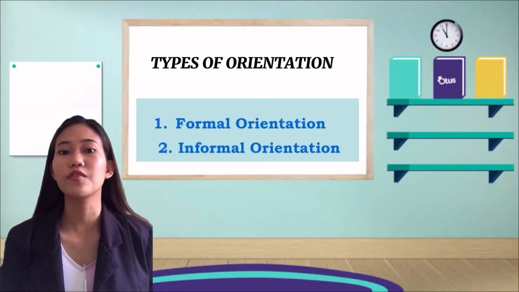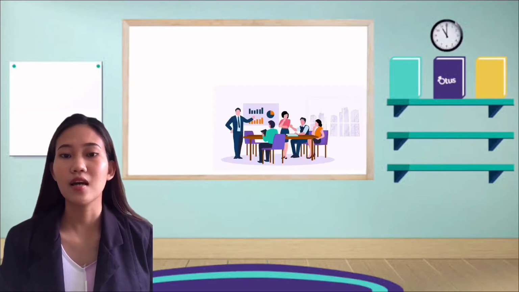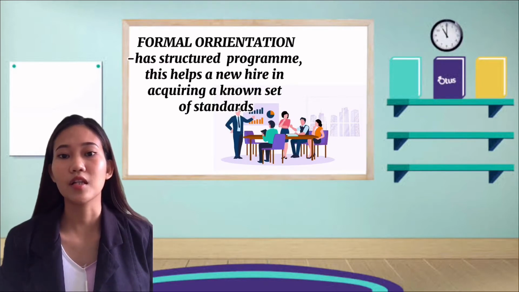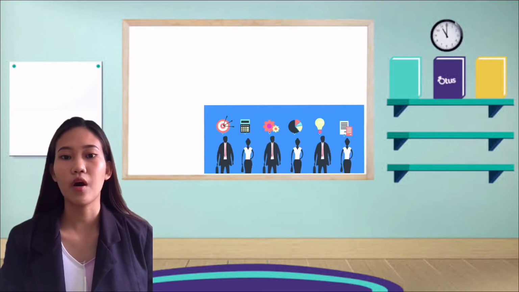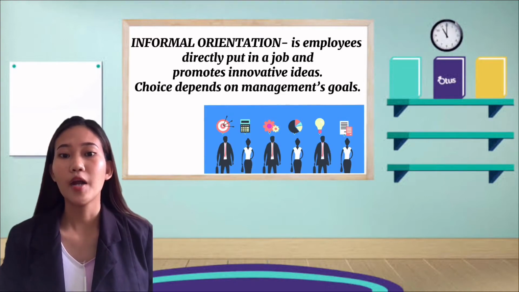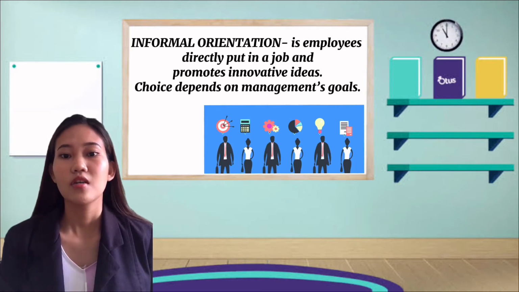The first one is formal orientation. This has a structured program. This helps a new hire in acquiring a known set of standards. On the other hand, informal orientation is where employees are directly put in a job, and it promotes innovative ideas. The choice depends on management's goals.